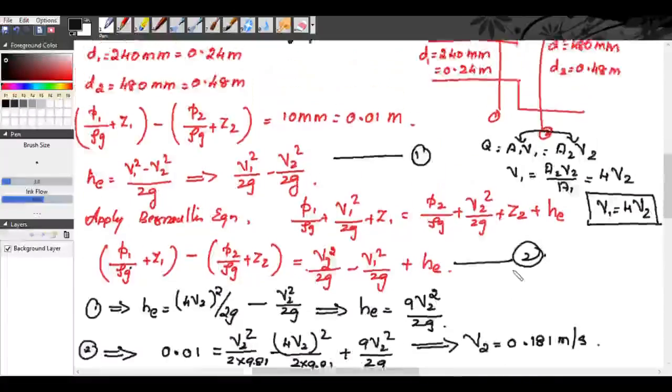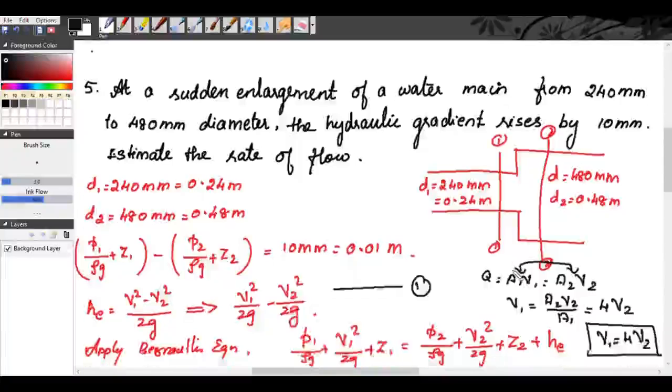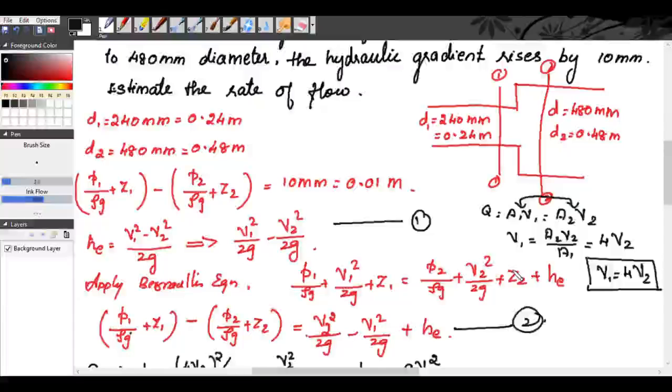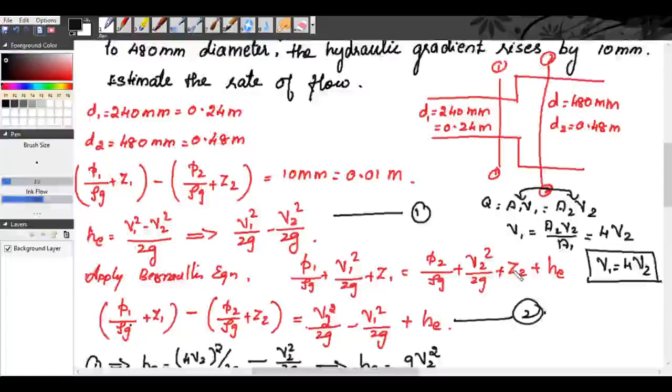After seeing the problem, you have to understand the problem, try to draw the diagram, and write all the possible equations, and you will get the answer. Don't get confused, don't get tensed. Cool down, understand the problem, understand the concept, write all the equations, and you will get the answer.